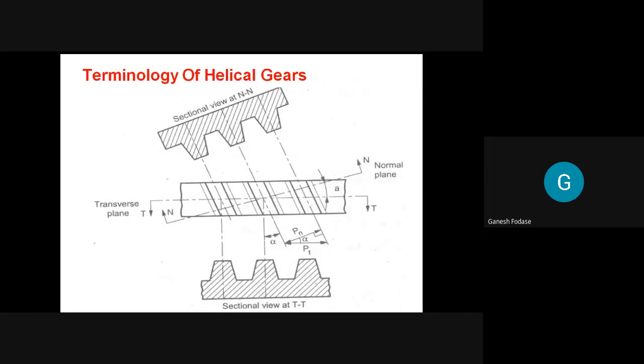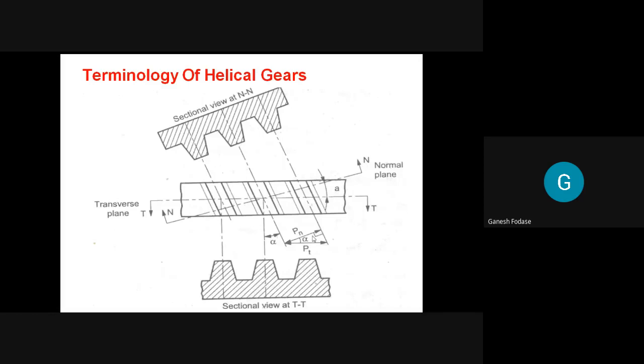Now some terminologies we have to discuss. In a helical gear, to define the terms, we consider two planes. One is the transverse plane, shown by TT here, and the other plane is the normal plane. To obtain the normal plane, we have to cut that gear normal to the teeth. So let's say the teeth are cut in a perpendicular plane. So this one is a transverse plane and this one is a normal plane.